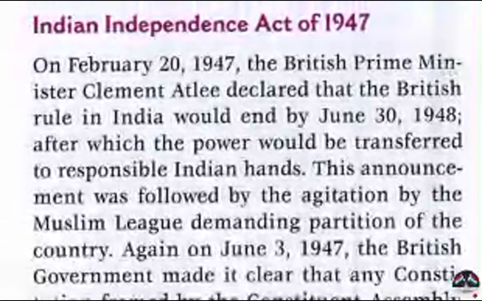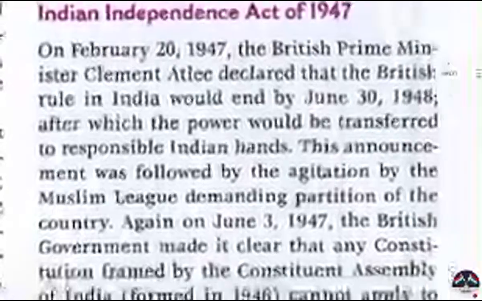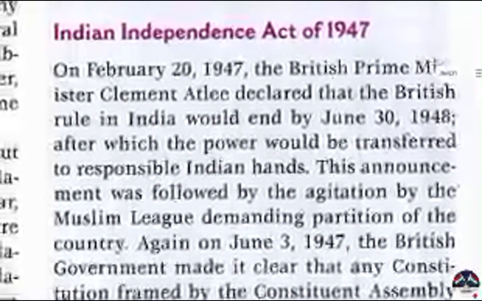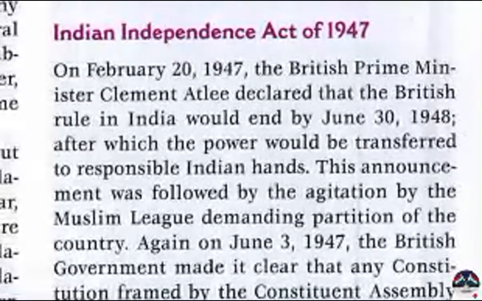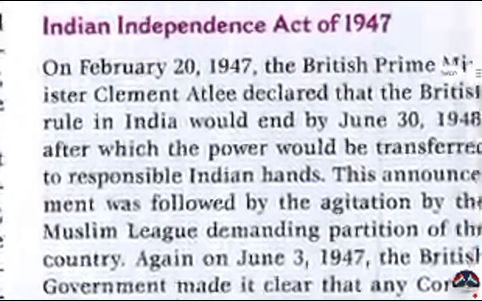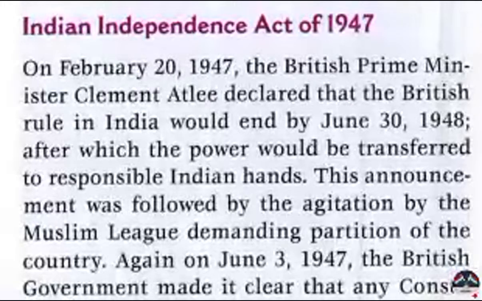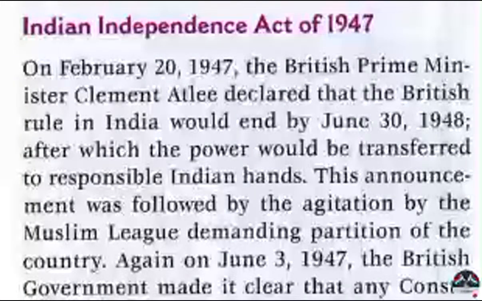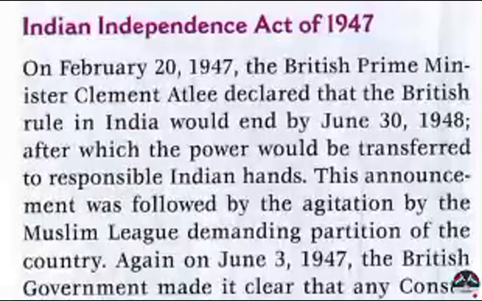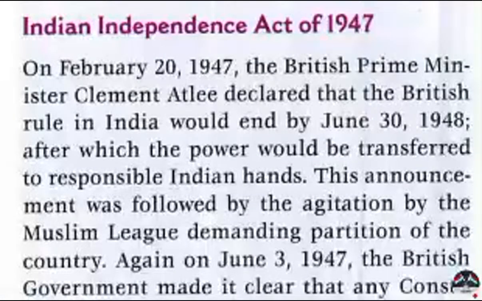And now we'll know about the Indian Independence Act of 1947, a significant act in which India got freedom. On February 20, 1947, the British Prime Minister Clement Attlee declared that the British rule in India would end by June 30, 1948, after which the power would be transferred to responsible Indian hands.